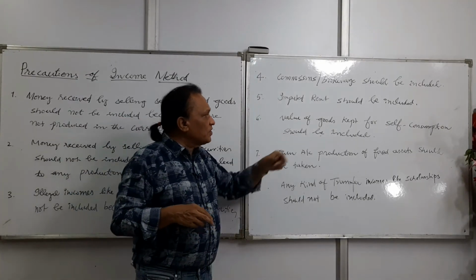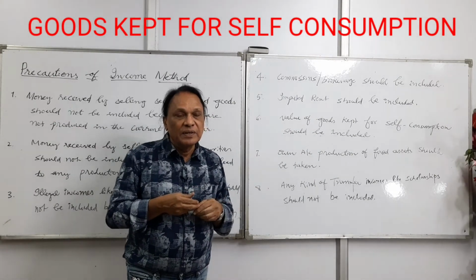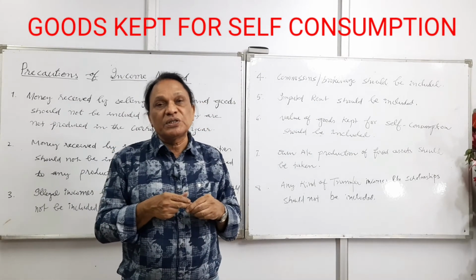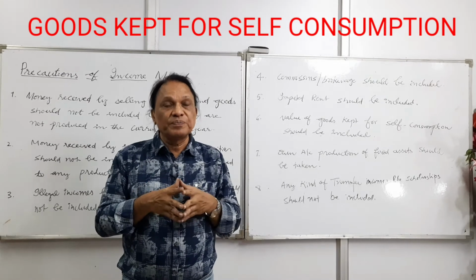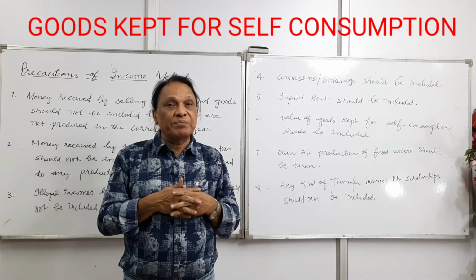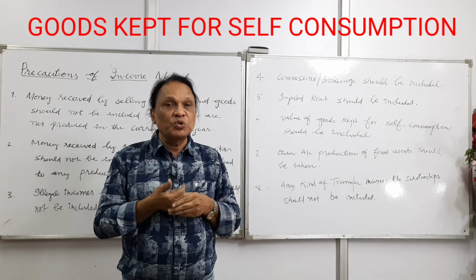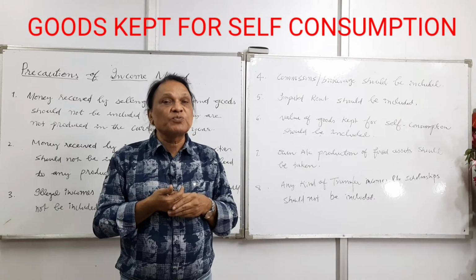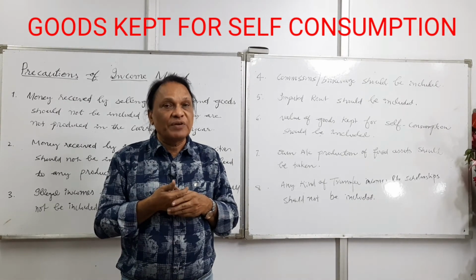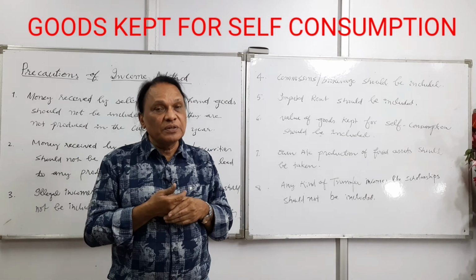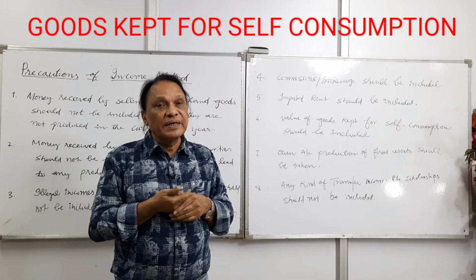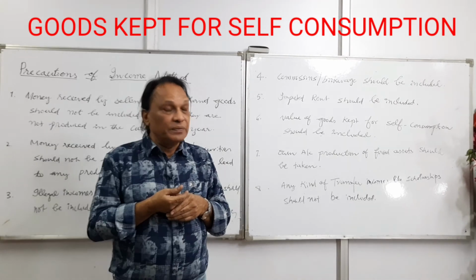Value of goods kept for self-consumption should be included. A farmer has produced 100 quintals of rice, even if he is consuming 20 for his own family, while calculating national income, we should take 100 quintals. So this we call value of goods kept for self-consumption, which should be taken because the production has taken place and it is an economic activity.